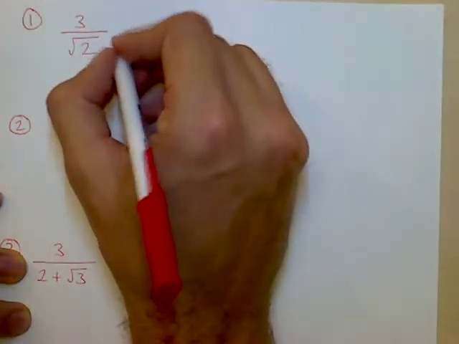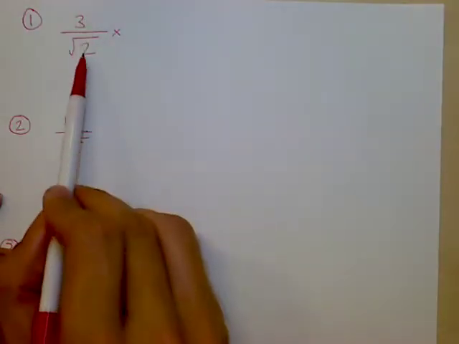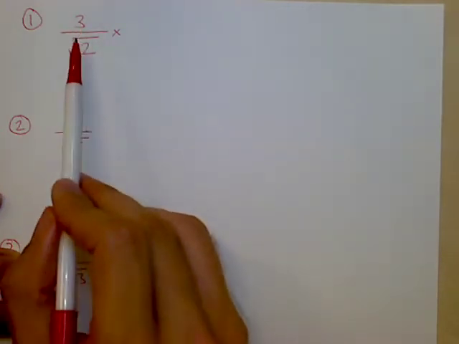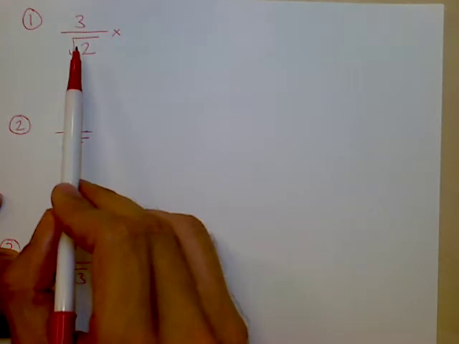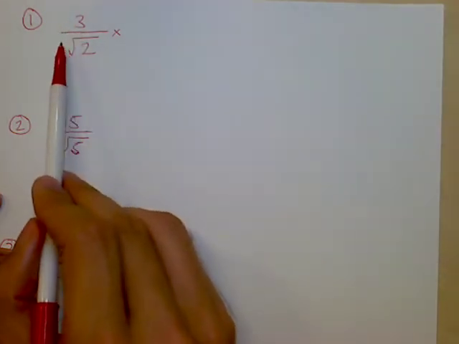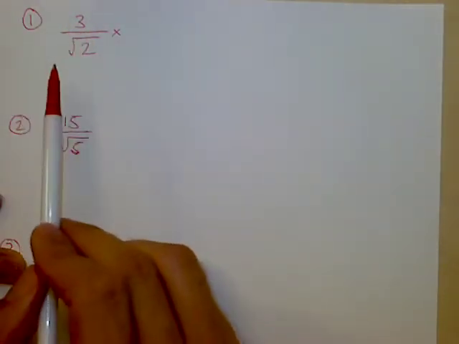So the way that we can do that is, if you want to take a fraction and make an equivalent fraction, you can do that by multiplying the top and the bottom by the same number. As long as I multiply the top of this fraction by something and the bottom by the same thing, then it will still be the same fraction. I won't have changed the fraction in any way.